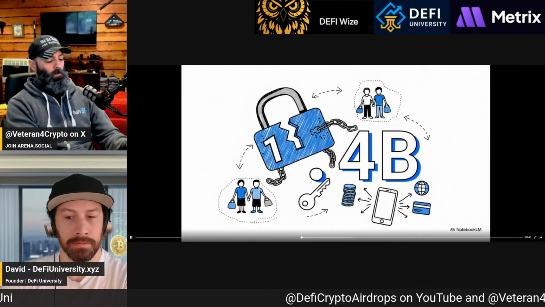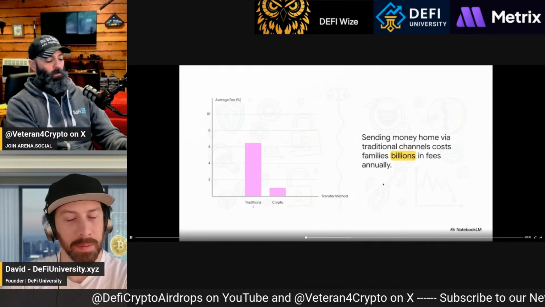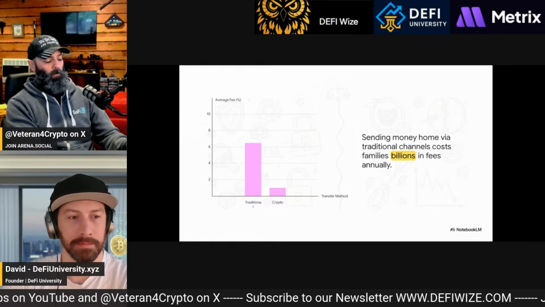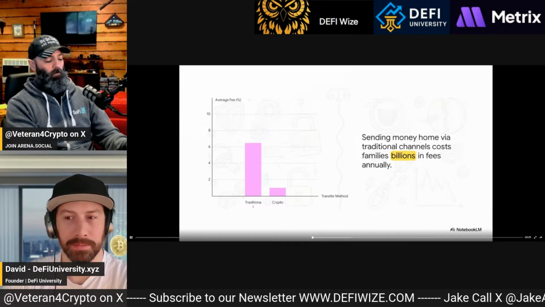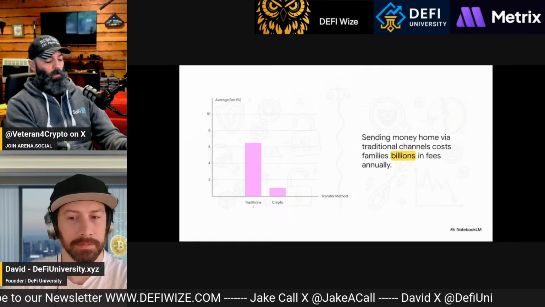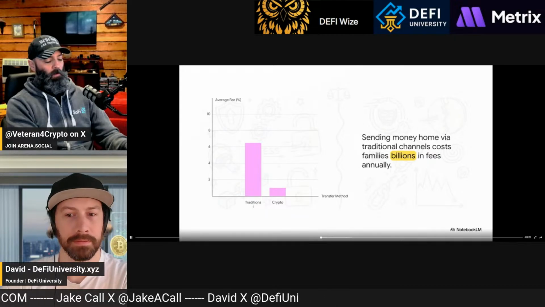And here's a perfect example, remittances. That's the money that migrant workers send home to their families. Traditional channels skim off over 6% in fees on average. That adds up to billions of dollars every year that never actually make it home. A global permissionless system can slash that fee to under 1%. Just think about what that difference means for the families who rely on that money.